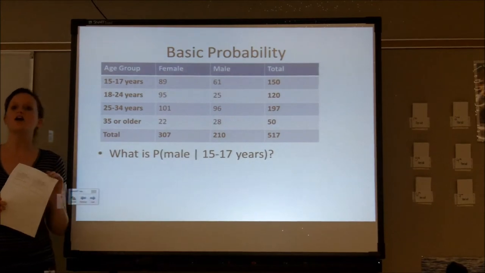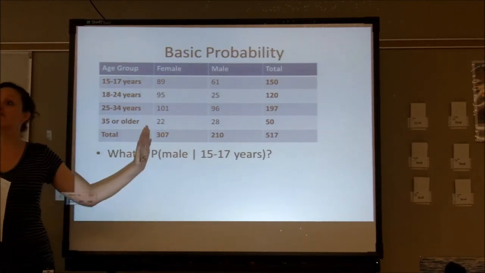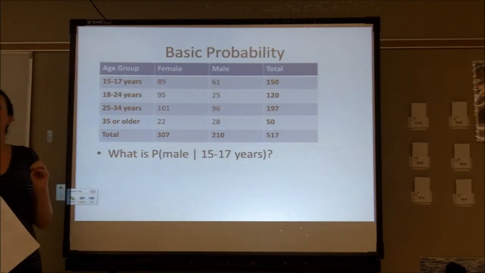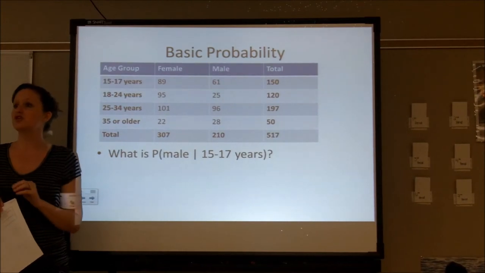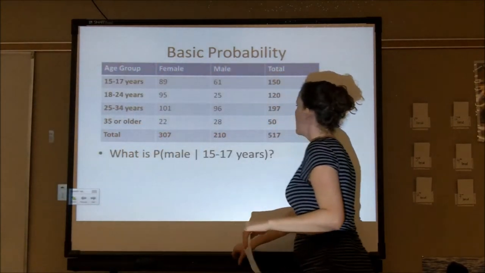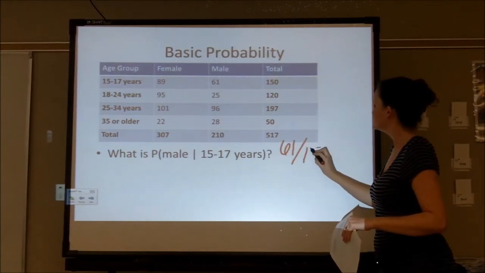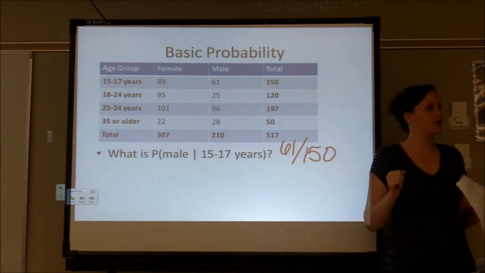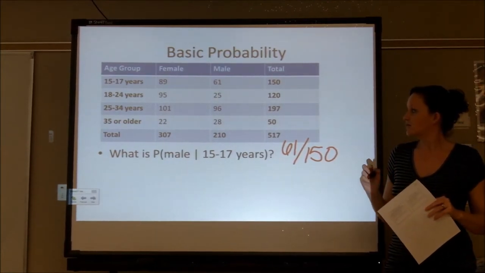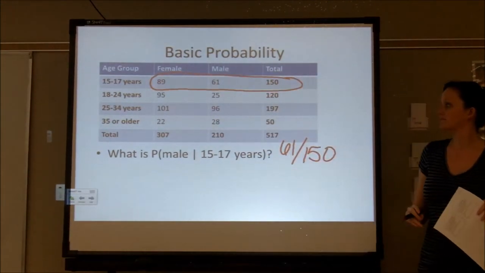Next question. What is the probability of choosing a male? What do we read this as? Given. Good. Given that individual is 15 to 17 years old. So I'm going to say it again. What is the probability of choosing a male given that the person we chose is 15 to 17? Grace. 61 over 150, yes. So, Grace, do you want to describe how you did that? Yeah, so the probability of a male given, so you go to the given part first, so it's 15 to 17, and then you find how many males there are over the total.